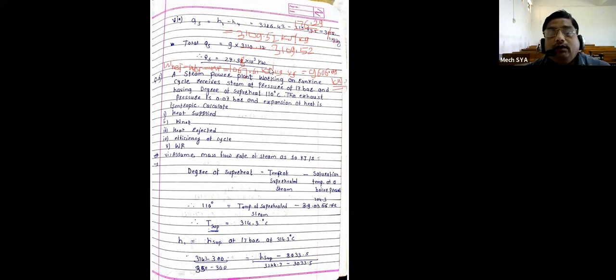Okay. Now one more numerical I will give you as a start. A steam power plant working on the Rankine cycle receives steam at a pressure of 17 bar and having degree of superheat 110 degrees Celsius. The exhaust pressure is 0.07 bar and expansion is isentropic. Calculate heat supplied, W net, heat rejected, efficiency of cycle, work ratio. Assume mass flow rate as 10 kg per second. So it is not kilojoule per second, it is 10 kg per second.